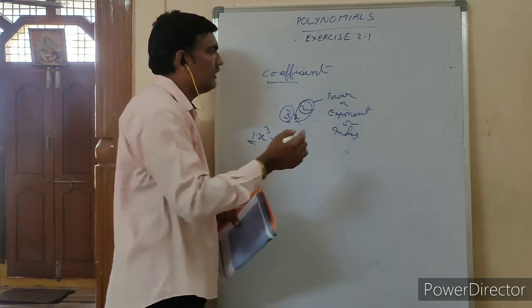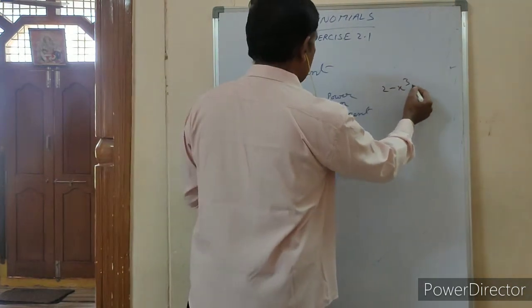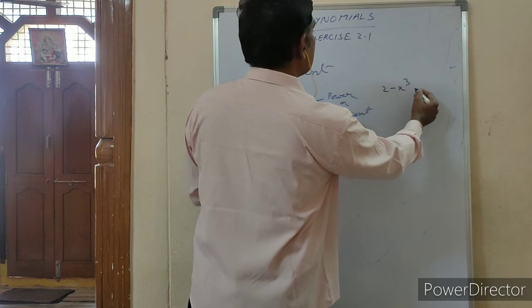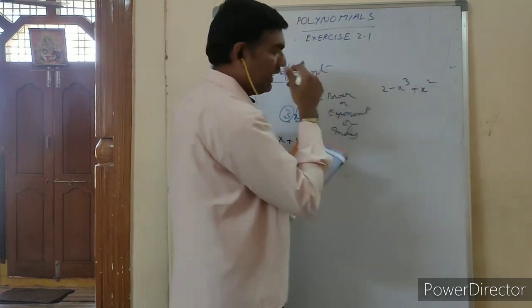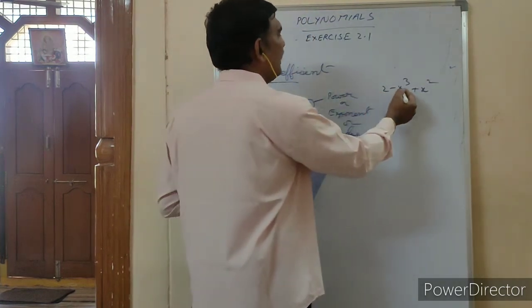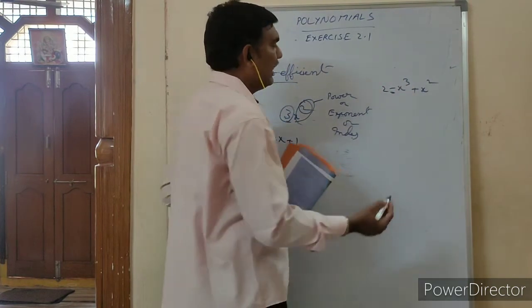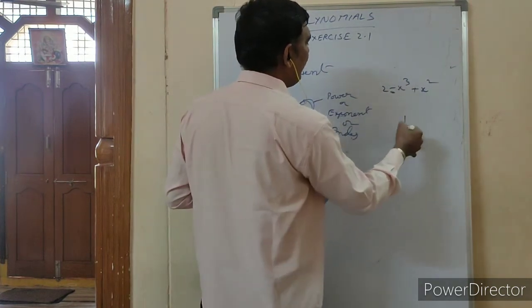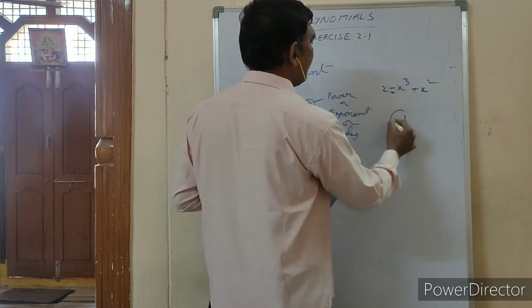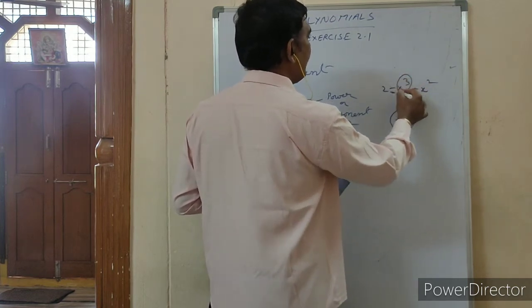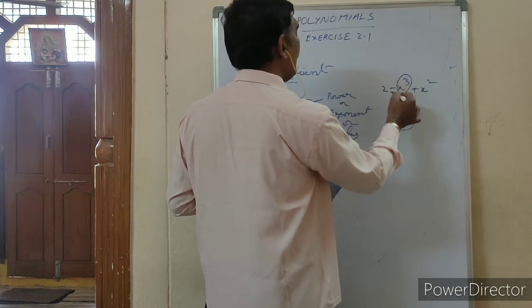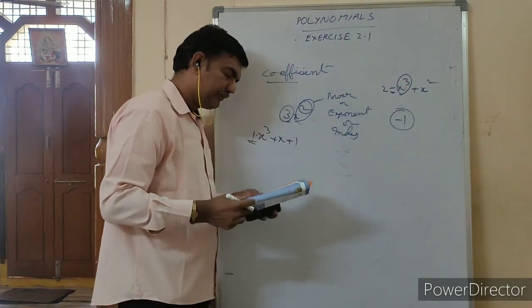Next, second question, 2 minus x cube plus x square. Now what is the coefficient of x cube? Before x cube, a number is not there but the symbol is negative. If a number is not there, it is 1, and being minus, it is minus. So the coefficient of x cube in this polynomial is minus 1.